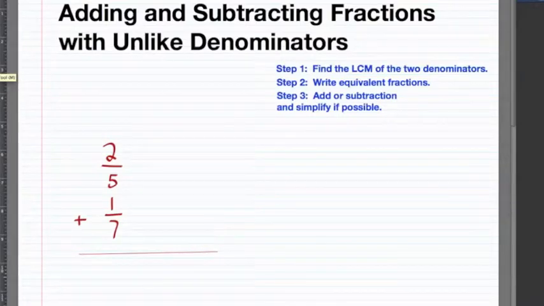In this video, we will be discussing adding and subtracting fractions with unlike denominators. To the right there, I've listed the steps that we need to take, but I will point them out as we are moving forward with the example.